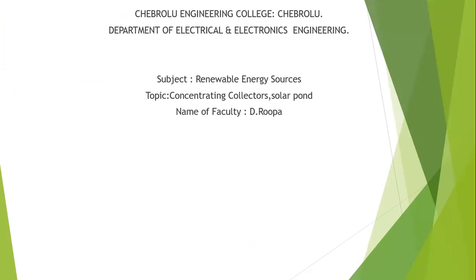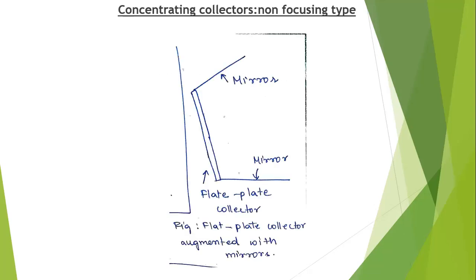Today's topic is the last types of concentrating collectors, and solar ponds, solar distillation and so on. So we will go through the subject. These are the next type of concentrating collectors, but these come under the non-focusing type. Until now we saw all the collectors of the focusing type, but these are non-focusing type.